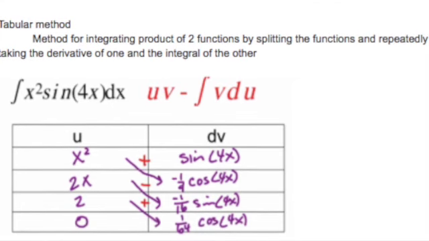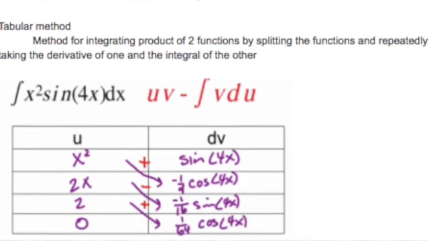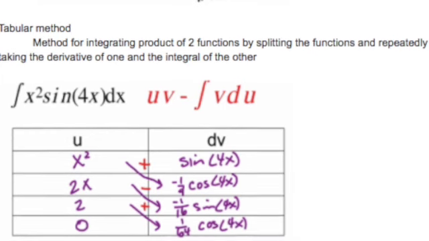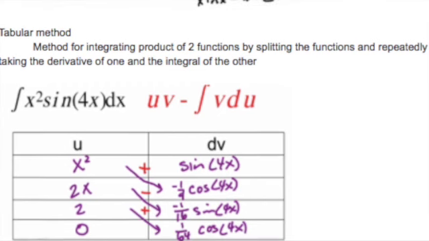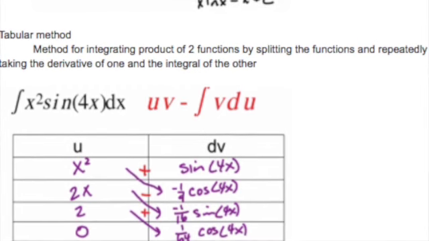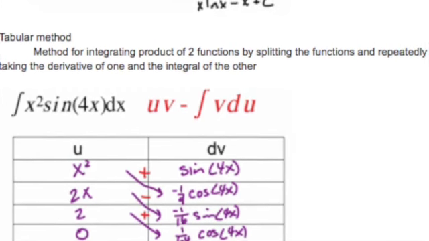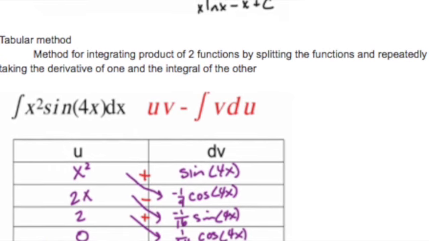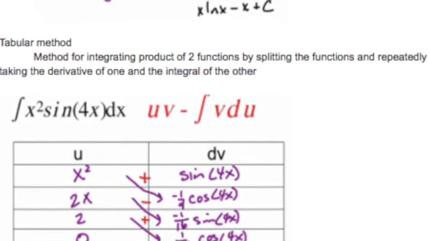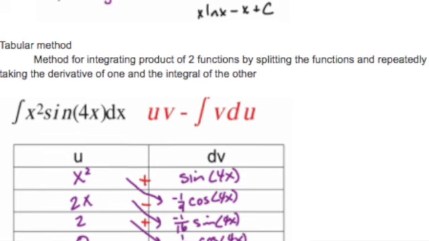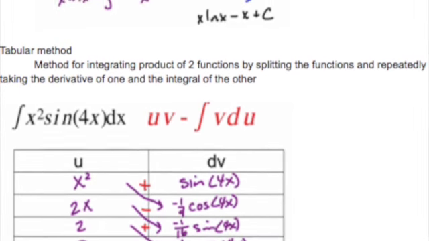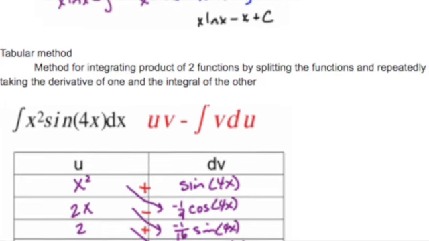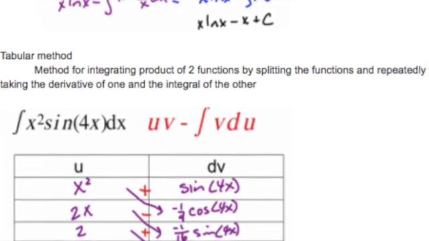So your u you want to be something that forms a simple derivative, so it can simplify the equation, and your dv you want to be something that you can easily take the integral of. So our example problem is the integral of natural log of x dx. Our u we chose to be natural log of x because you can easily take the derivative to be 1 over x, which is really simple and easy to use. And our dv is 1 because you can take the integral of that really easily and get x.